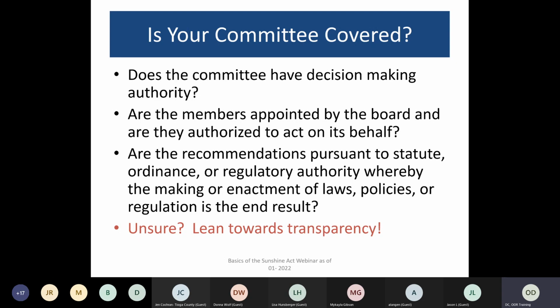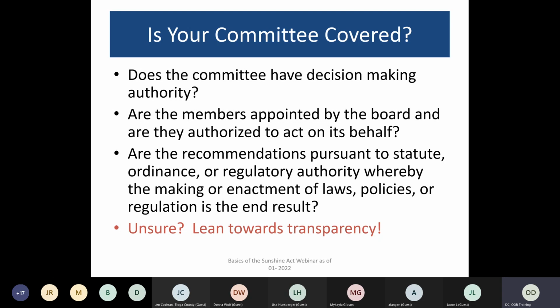Okay, if you can ultimately turn around and find or make that nexus between the mission of the committee and statute, local ordinance, whatever, and the result of that committee's deliberations are recommendations to changes in laws, policies, or regulations, then it would rise to the standard of the committee being subject to the Sunshine Act. Now, all of this is as clear as mud. I admit that, all right?